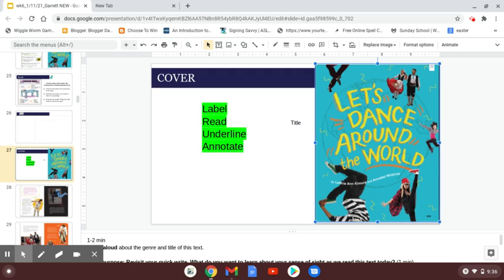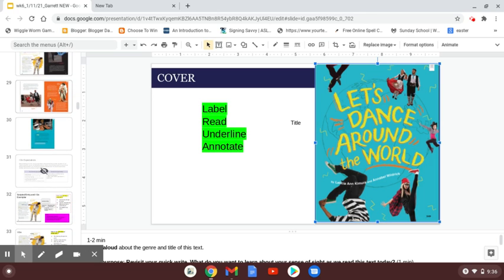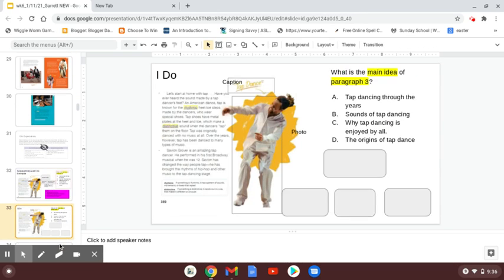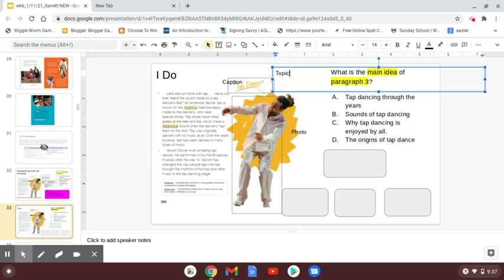When I look at the photographs on the front cover, I see people dancing. It looks like they're from different parts of the world. Even in the background, I see a small illustration of a globe. So, based on the title and based on the text features that they've given me, which is a photograph and a caption, I can infer that the topic is going to be about dance. That's what this whole text is probably going to be about. So I'm going to add that to the top of my page next to my question.